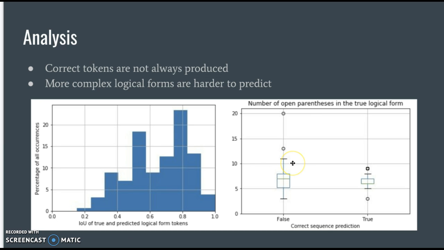So the graph on the right tells you that as the nesting of the logical form gets deeper, so this is basically how many opening parentheses we have as a proxy for the nesting or the complexity, it's harder and harder for the model to predict the true logical form.